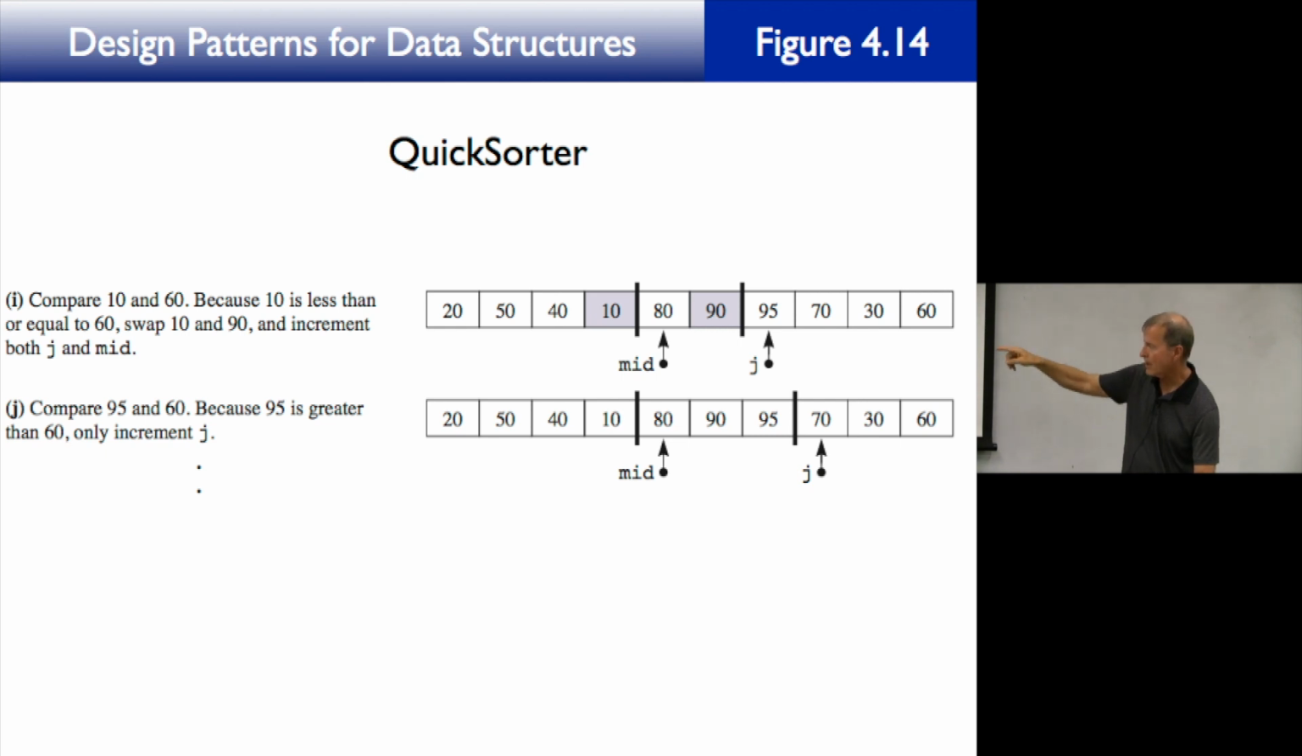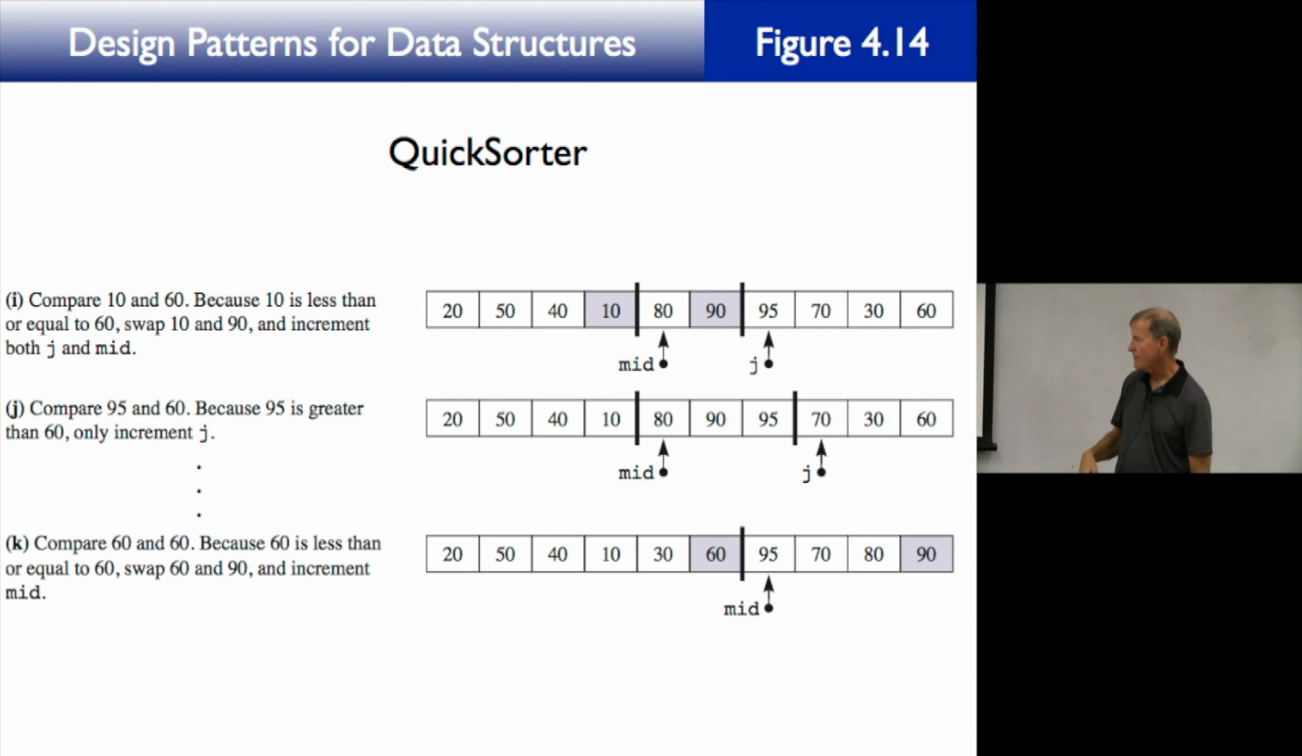And then we do dot, dot, dot, and now, in the end, oh, by the way, what's going to happen when J gets too high? Let's think about this for a minute. What will the algorithm do? It will compare 60 with what? With itself.